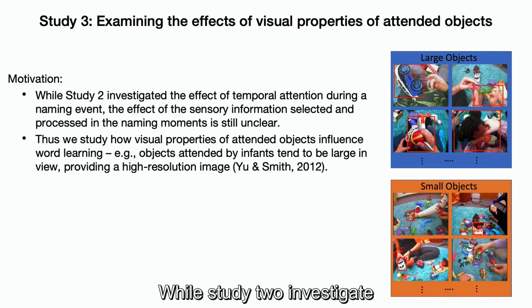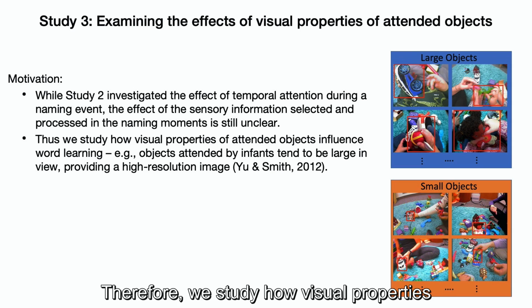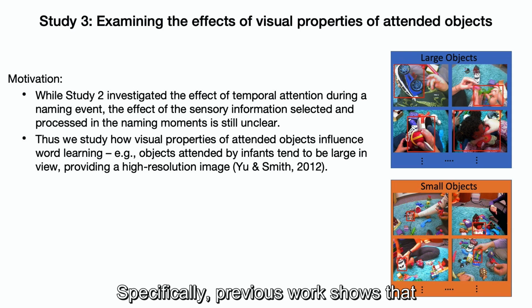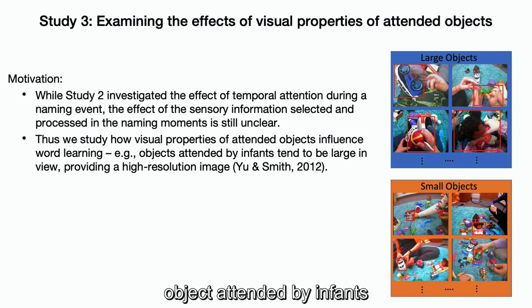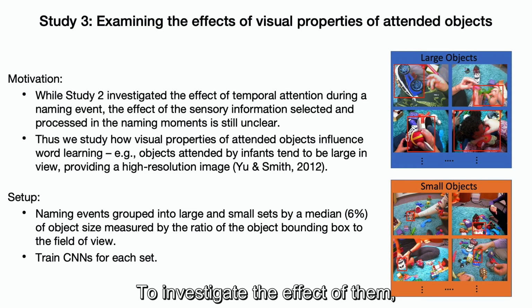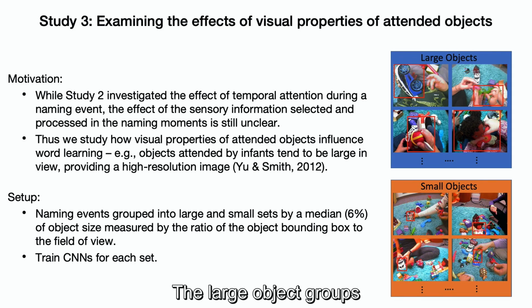While we studied the effect of temporal attention during a naming moment, the effect of sensory information selected and processed in the naming moment is still unclear. Therefore, we study how visual properties of the attended object influence word learning. Specifically, previous work shows that objects attended by infants tend to be large in the view, providing a higher resolution image.